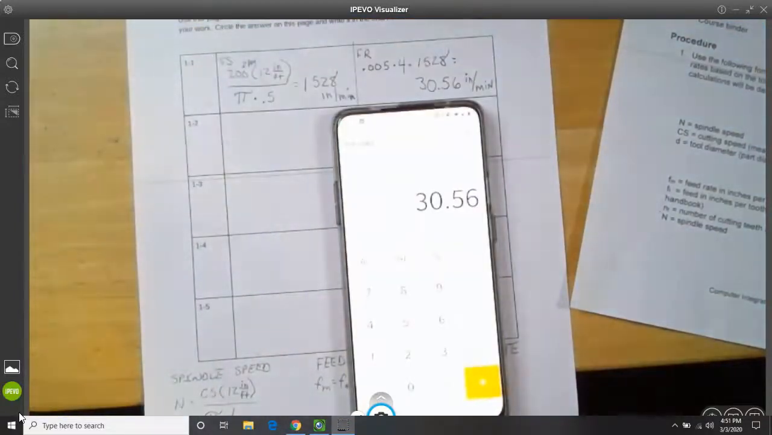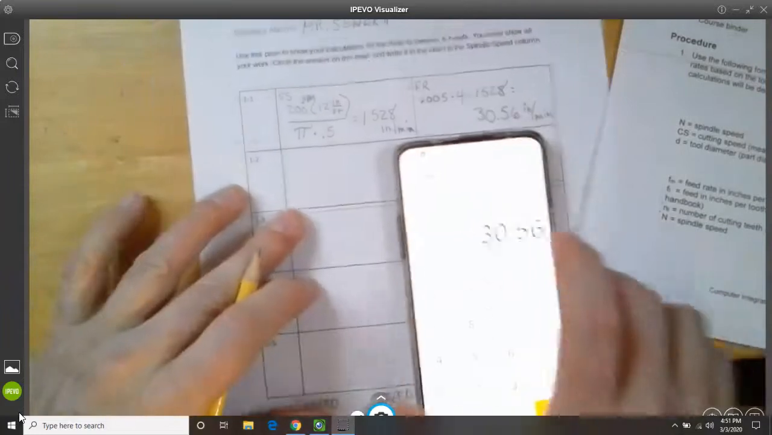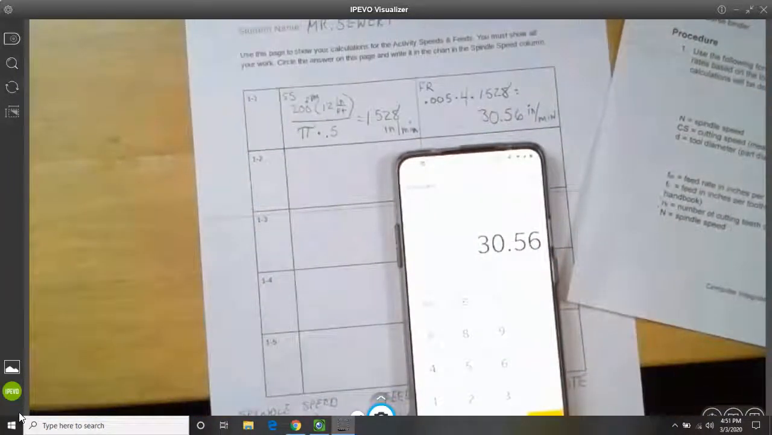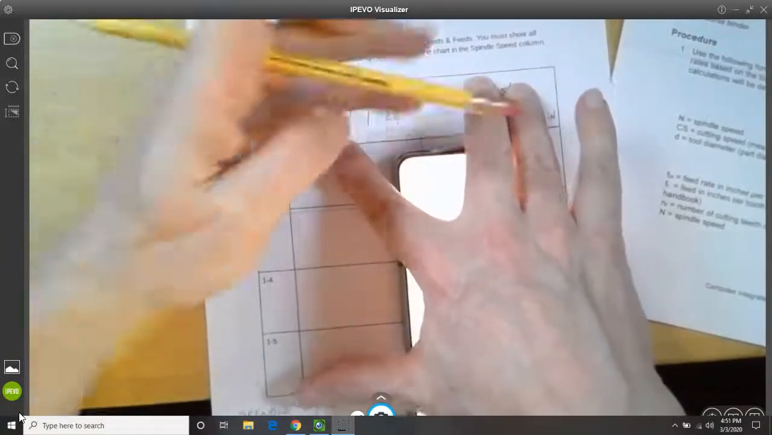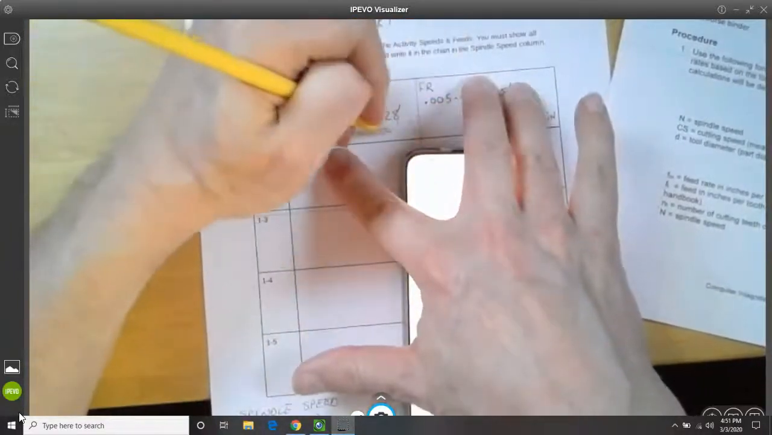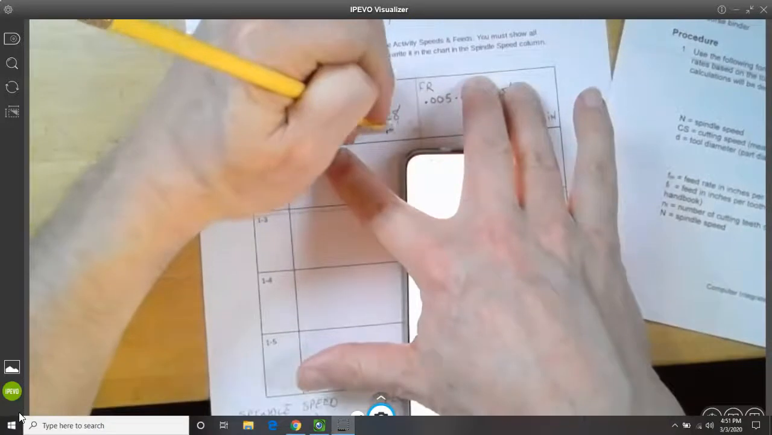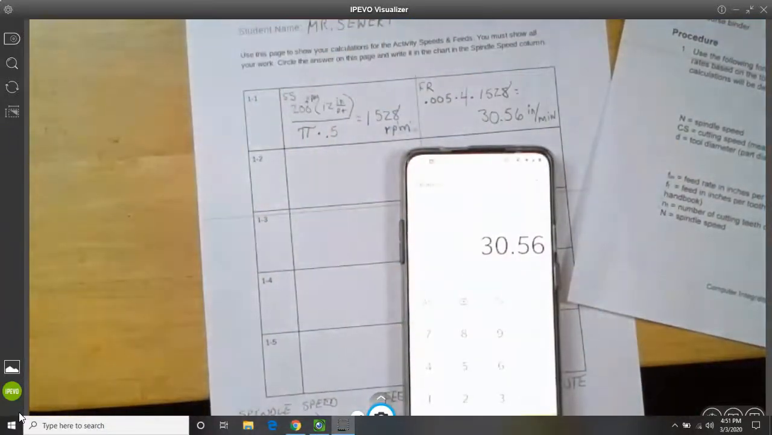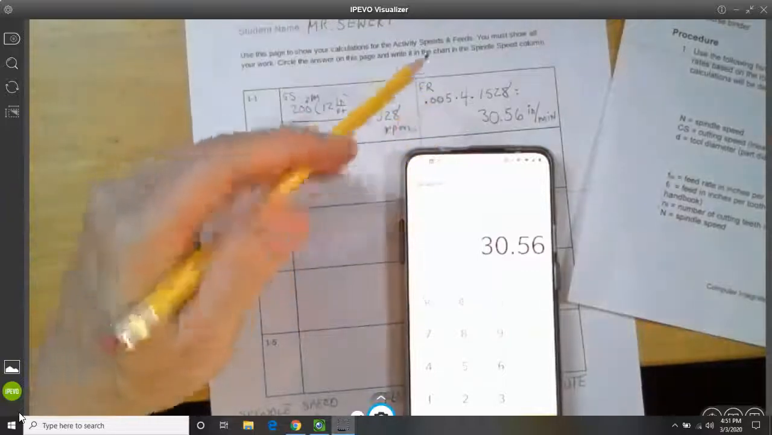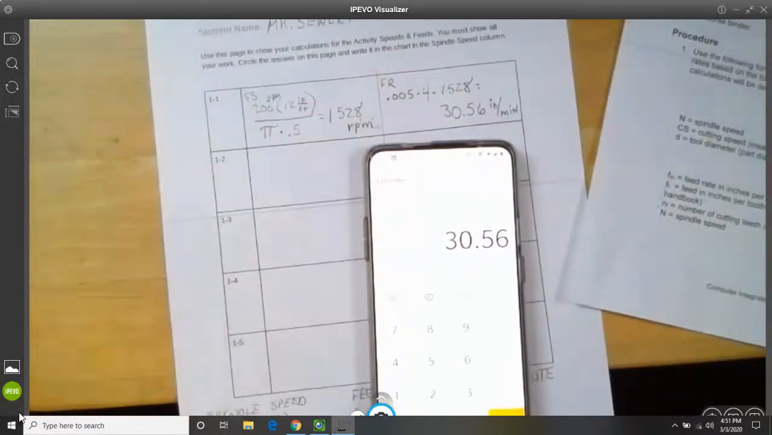Okay. So, oh, actually, you know what? I goofed on this one over here. This isn't inches per minute. This 1528 is RPMs. RPMs. That was my mistake. Okay. So we have 30.56 inches per minute.